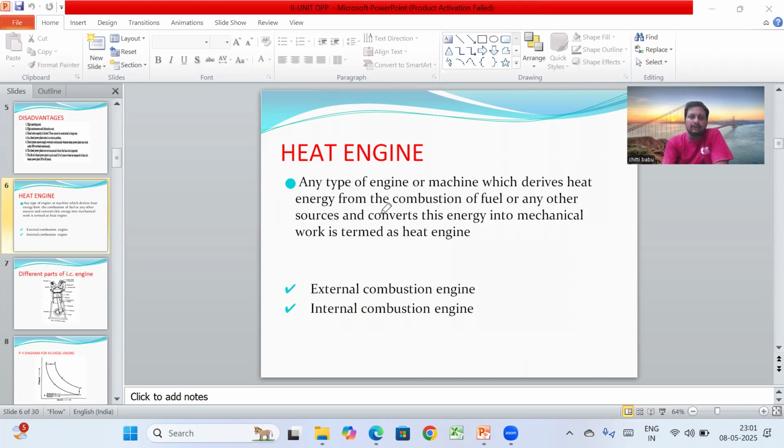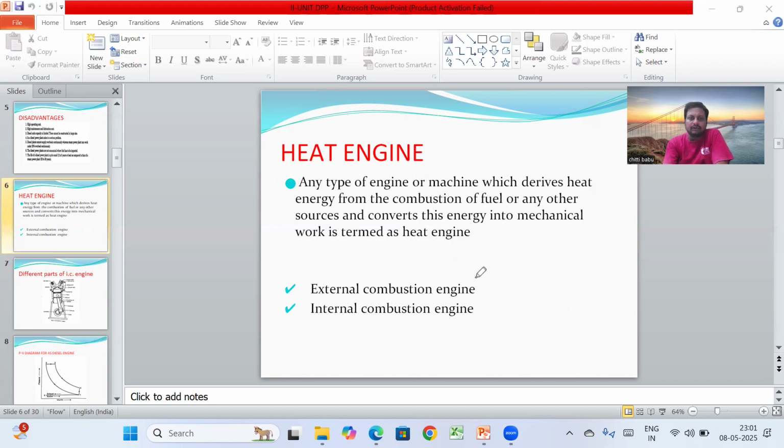That heat energy will be converted into some useful work. This energy converted into useful mechanical work is termed a heat engine. So we derive heat energy from the burning of the fuel, and that heat energy will be used for some useful work. That is about the heat engine.